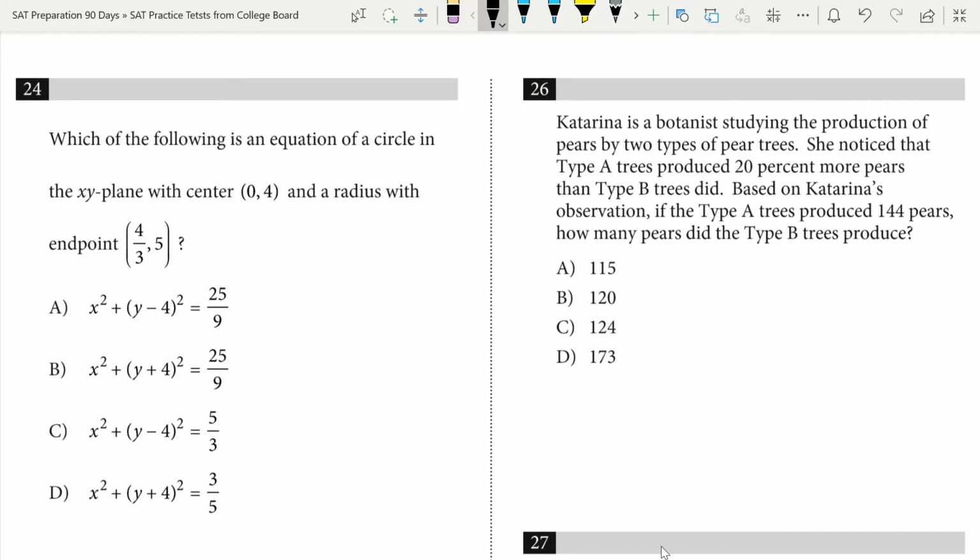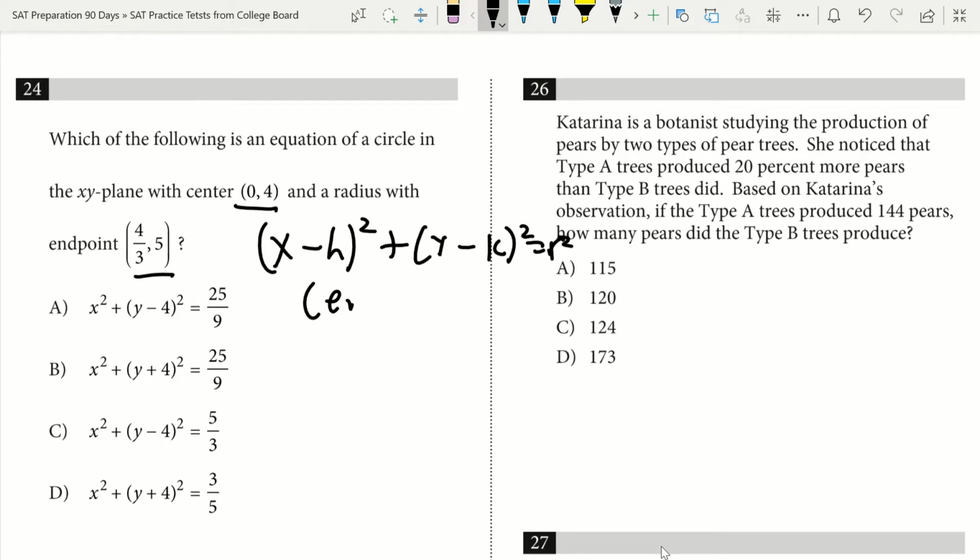Which of the following is an equation of a circle in the xy plane with center (0, 4) and a radius with endpoint (4/3, 5)? All right, well, we've got to know our circle equation in order to get this correct. So we know our circle equation is (x minus h) squared plus (y minus k) squared equals r squared, where r is our radius. So that's going to equal our radius squared.